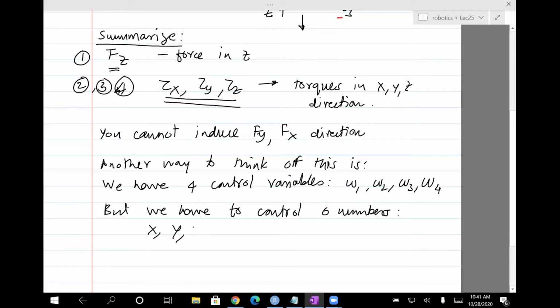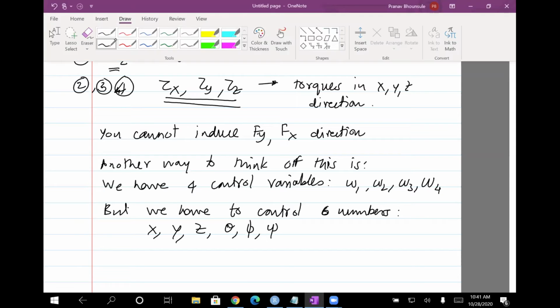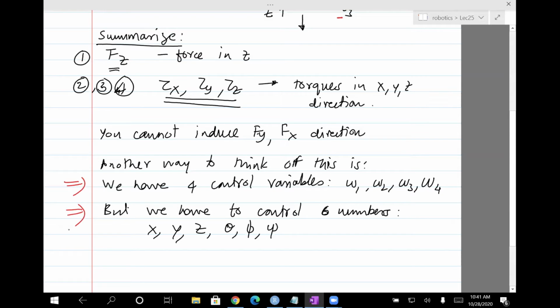You want the quadcopter to go from point A to point B, and also the orientation. For some tasks, like for example that stick in the video I showed you, that stick has to be vertical, and so the quadcopter obviously has to have theta, phi, and psi equal to 0. So we need to control 6 numbers. However, we only have control over 4 numbers. So that's where the control challenge is.